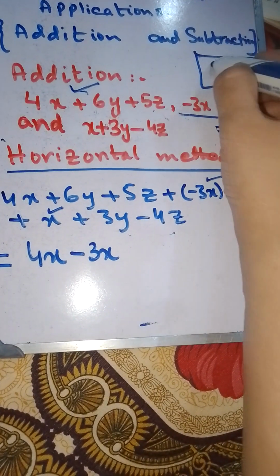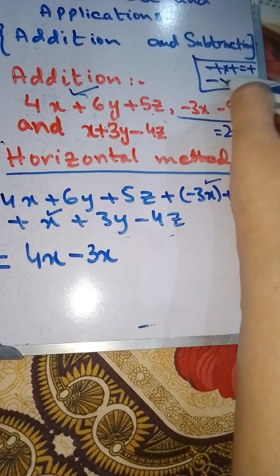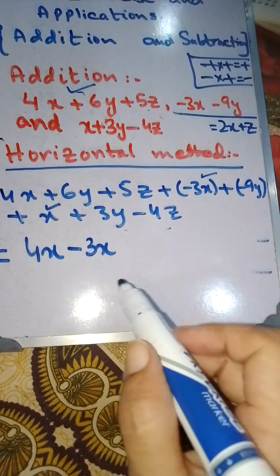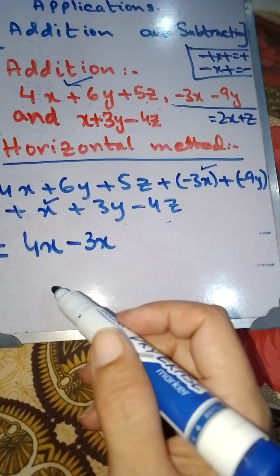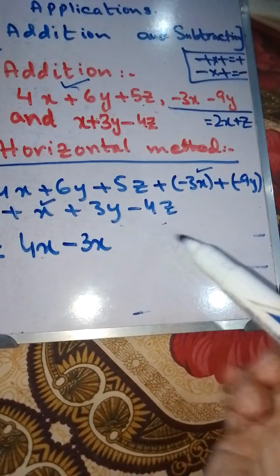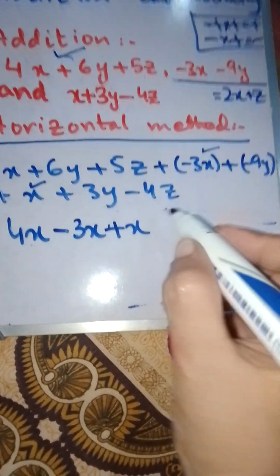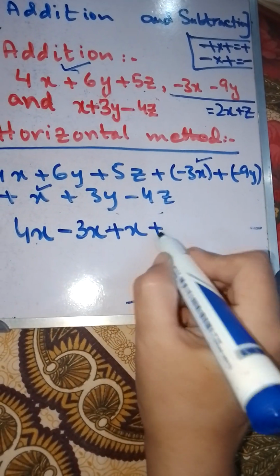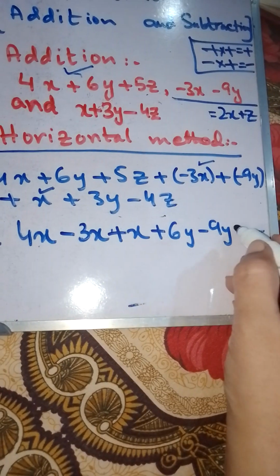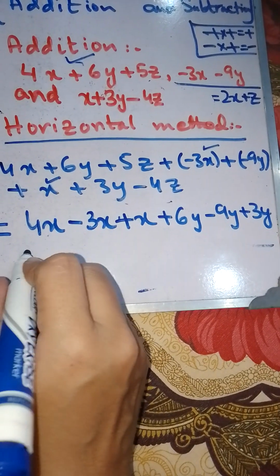Same sign, plus and plus when multiplied will give you positive. Alternate sign when multiplied will always give you negative. Similarly minus and minus give you plus. So 4x over here, minus 3x over here, and then positive x. Now go to y. So we will write plus 6y, minus 9y and plus 3y. For z, plus 5z.